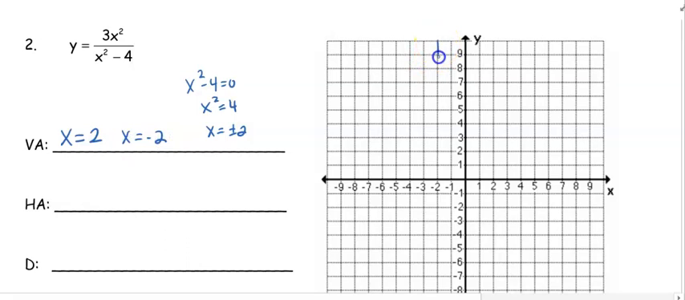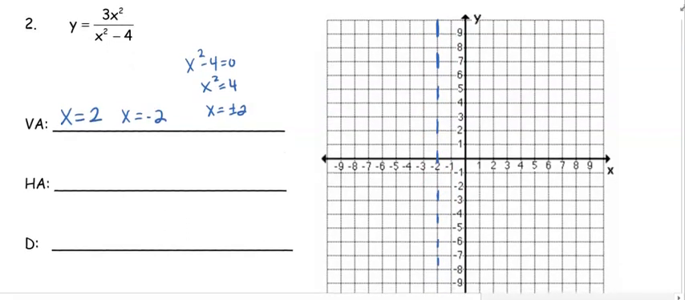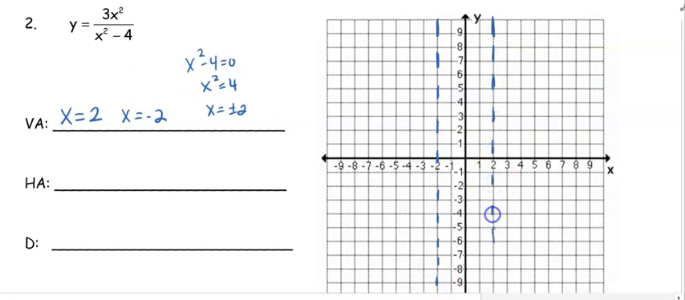Go ahead and put those on my graph before I forget. A vertical asymptote at a negative 2 and a vertical asymptote at a positive 2. I do every vertical asymptote the same way. I set the bottom of my fraction equal to 0. Then my horizontal asymptote is all about the degrees.